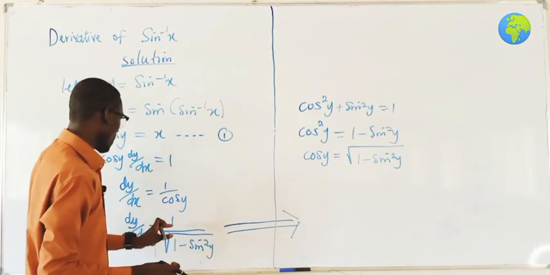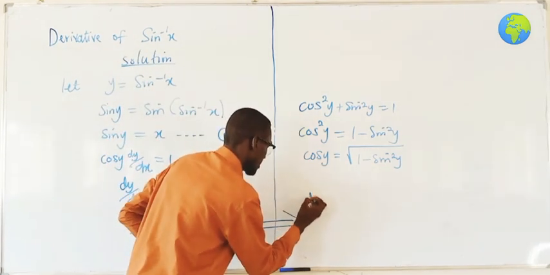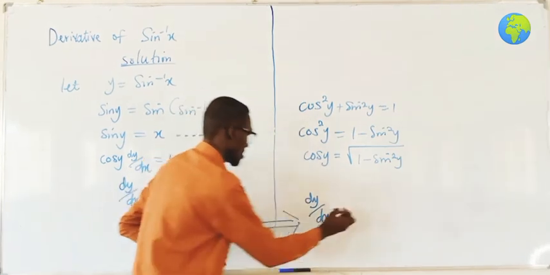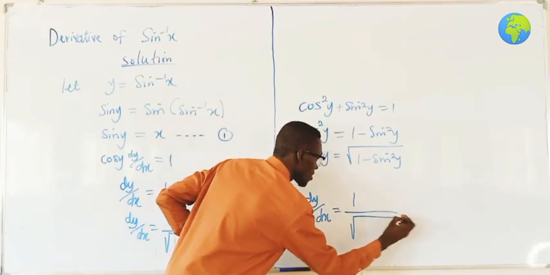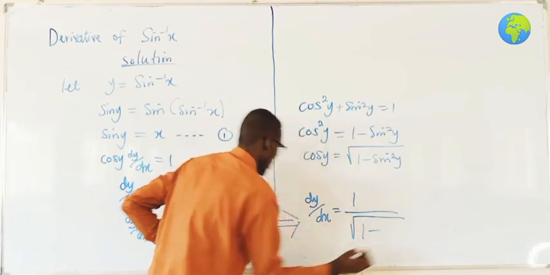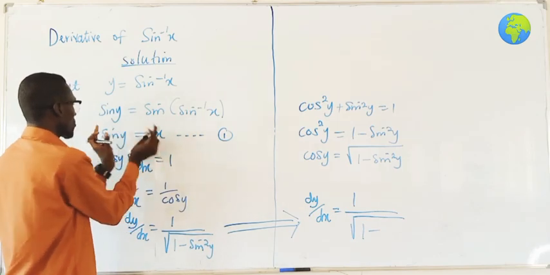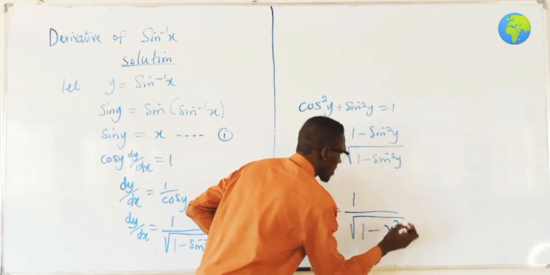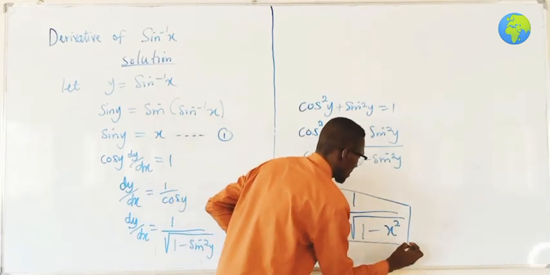So all in all, the derivative of sine inverse of x is going to be dy over dx, which equals 1 over square root of 1 minus, instead of sine square y, we are putting, if you just square both sides, you just arrive here, we are putting what? x squared. And this is the derivative of sine inverse of x.